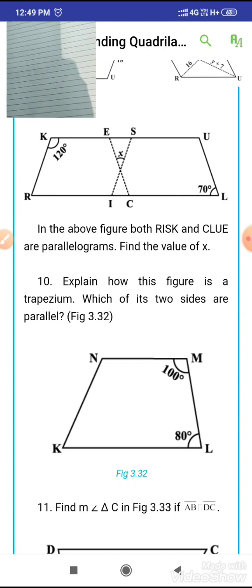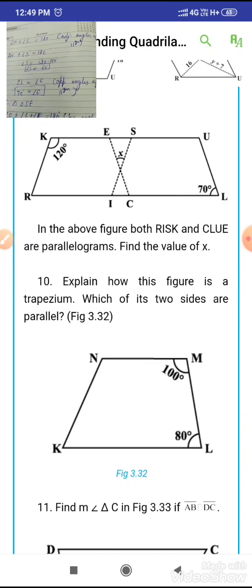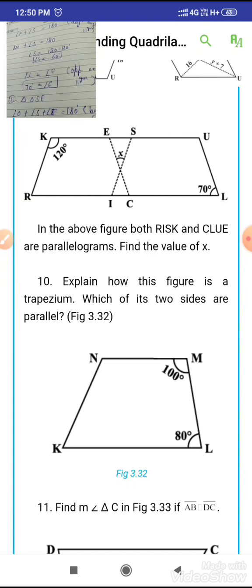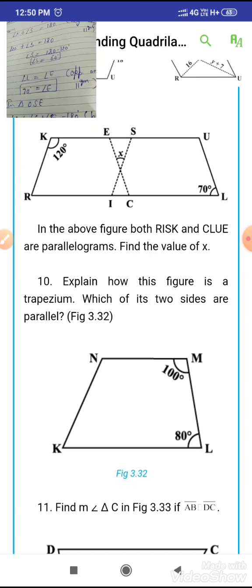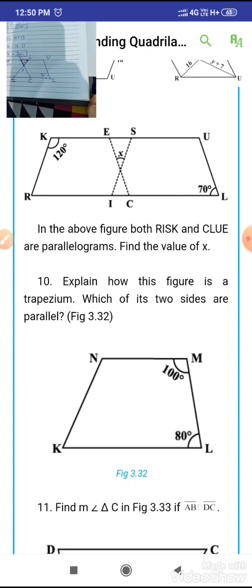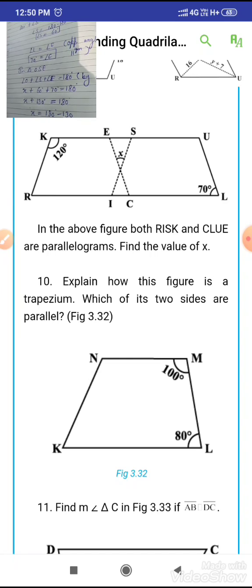First we write angle K plus angle S is equal to 180 degrees, and its reason is adjacent angles of a parallelogram. Now put the value of angle K here. So 120 plus angle S is equal to 180 degrees. From here we can calculate the value of angle S, it is 60 degrees. Next we use parallelogram CLUE and we know that in a parallelogram opposite angles are equal, so angle L is equal to angle E. From here we can calculate the value of angle E, it is 70 degrees.